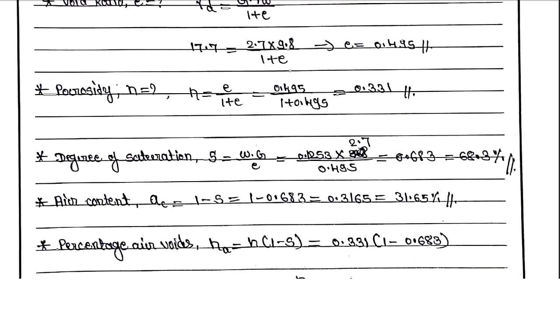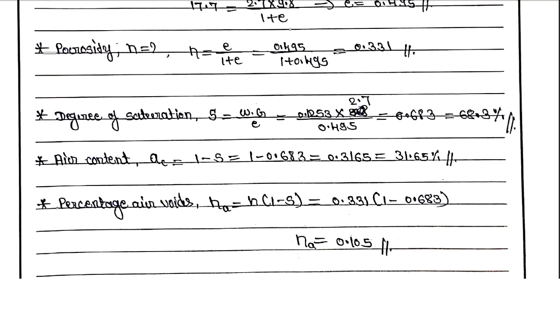So water content I know, specific gravity I know, e I have to substitute. After substituting e, I am going to get the value for degree of saturation, that is 0.683, that is 68.3%. Now air content: air content is equal to 1 minus S, a standard formula. So 1 minus degree of saturation gives us air content, that is 1 minus 0.683. I have to substitute it as a fraction, so that is 0.3165, that is 31.65%.